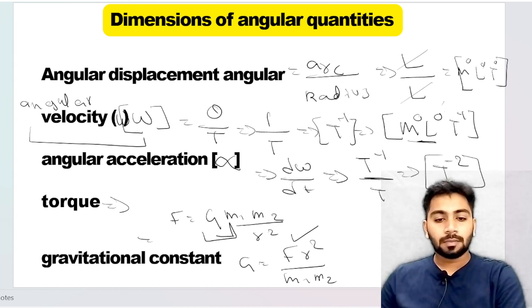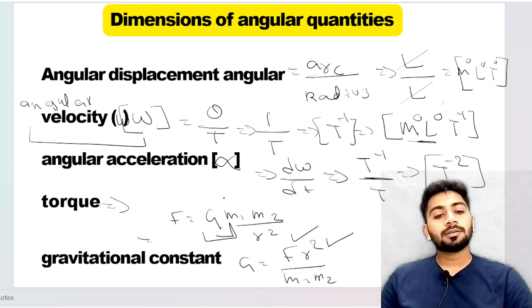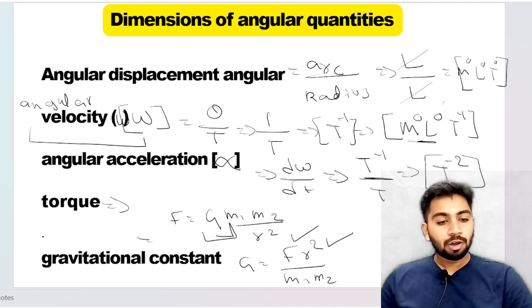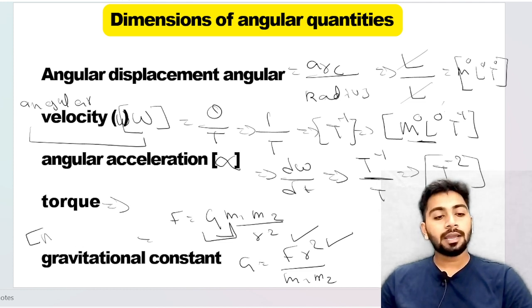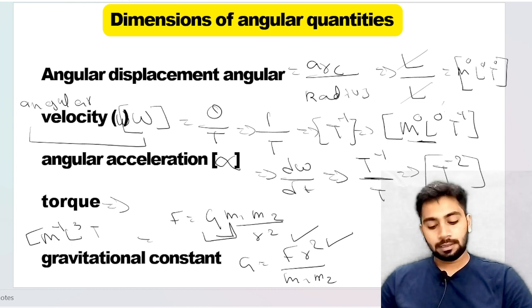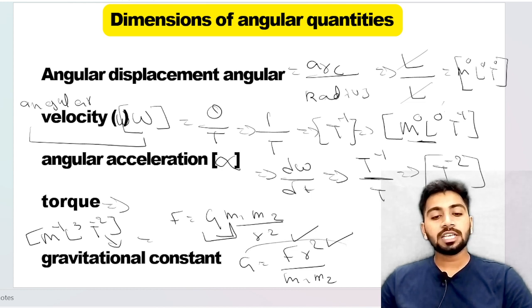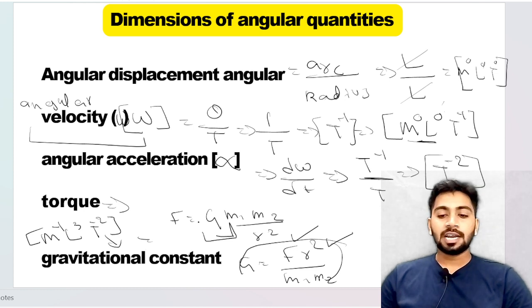Mass you have, m1 m2. Try it. Your final answer will be like this: L cube t minus 2. Final answer for this one. Try. If you solve this one, you will get this answer. Yes, 100% sure you will get this one.